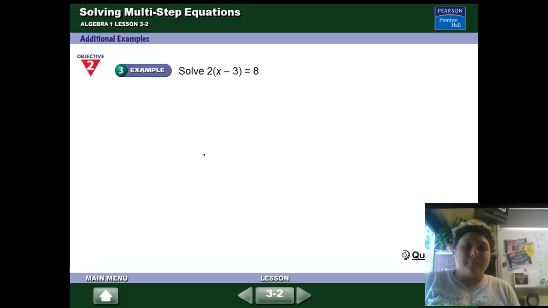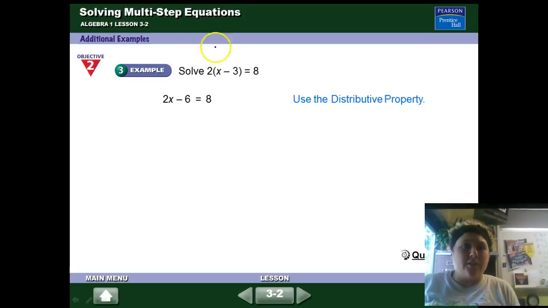Example 3 here, what we're going to do first is we're going to distribute my 2. So little rainbow, big rainbow. Okay, do not forget that. That's really, really important. Draw a line through that equal sign. That way you don't think about distributing to anything else. It's just whatever's on this side.